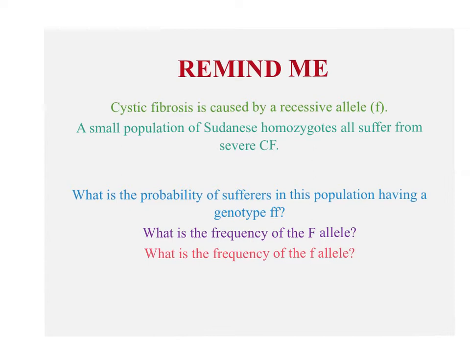Cystic fibrosis is caused by the recessive allele small f. A small population of Sudanese homozygotes all suffer from severe CF. What is the probability of sufferers in this population having a genotype ff? What is the frequency of the dominant F allele? And what is the frequency of the recessive f allele?